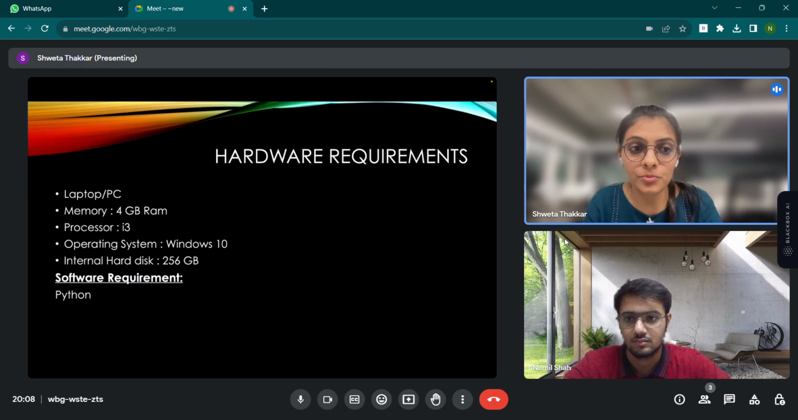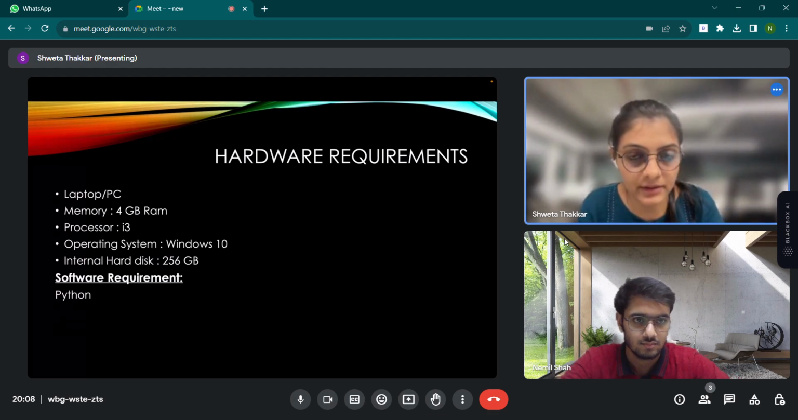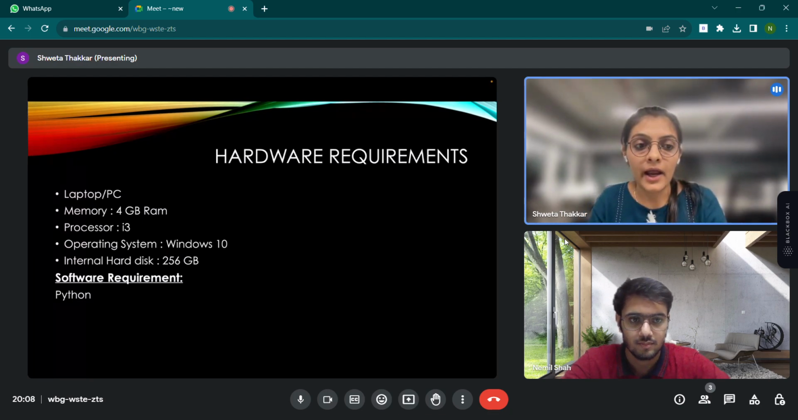Memory should be 4 GB RAM. Processor i3. OS should be Windows 10, and internal hard disk 256 GB. And we have software requirements as Python.